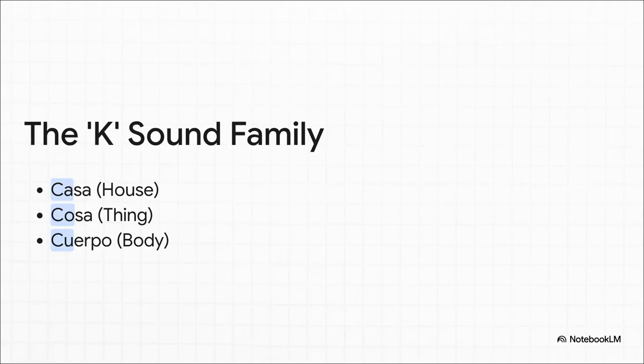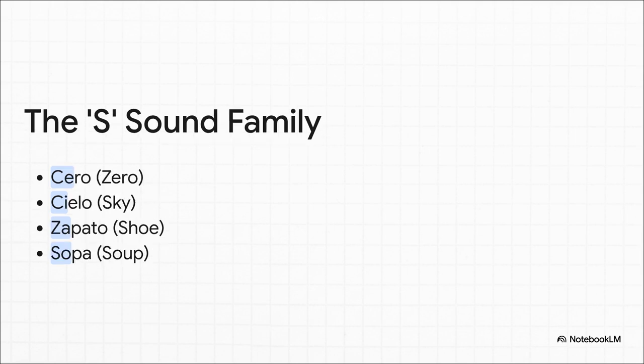Let's hear that K family in action. Just listen to that hard sound: casa, cosa, cuerpo. You hear it? The C is making that K sound every single time, just because it's followed by an A, O, or U. Super predictable. Now let's listen to the S family. Pay close attention here. Cero, cielo, zapato, sopa. Did you catch that? The C, the Z, and the S, they all sound exactly the same. This is one of the biggest features of the Latin American accent.